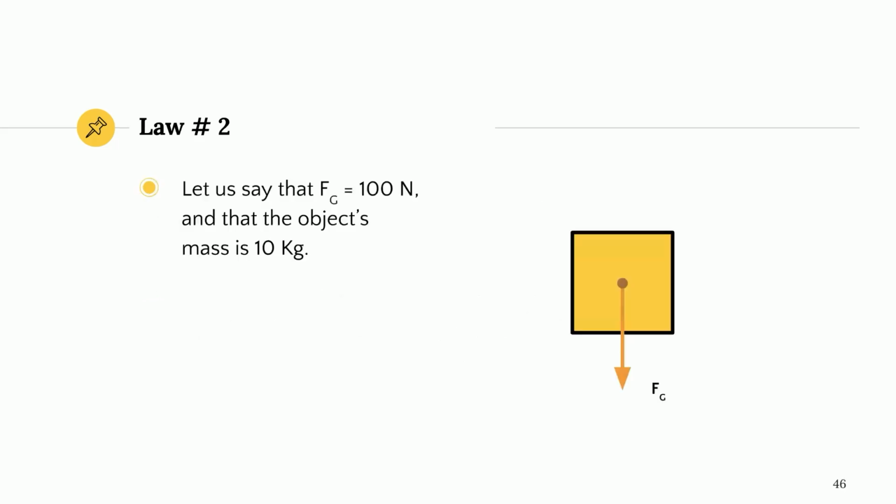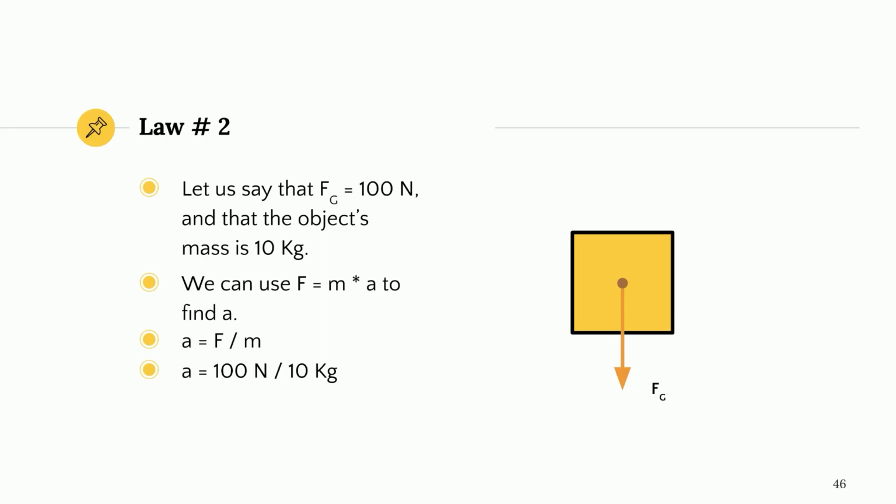Let us say the force of gravity equals 100 newtons, and that the object's mass is 10 kilograms. We can use F equals m times a to find a. So currently, if we rearrange that equation, we get a equals F divided by m. And if we plug in the variables, we get a equals 100 newtons divided by 10 kilograms. So the acceleration due to gravity is 10 meters per second squared.